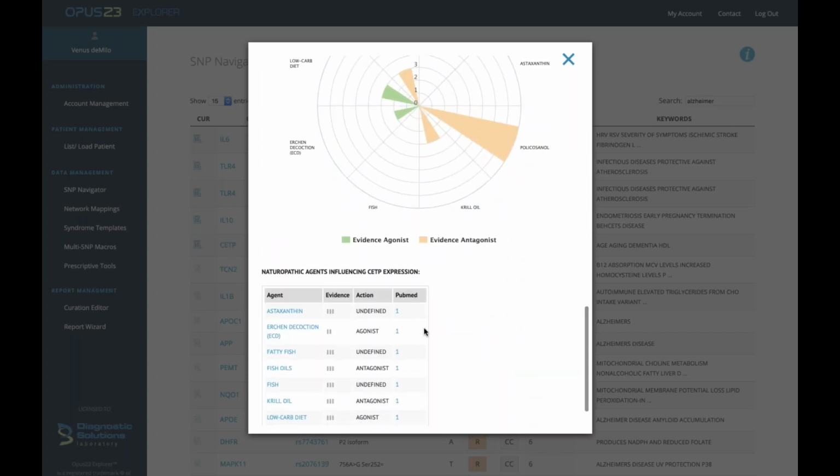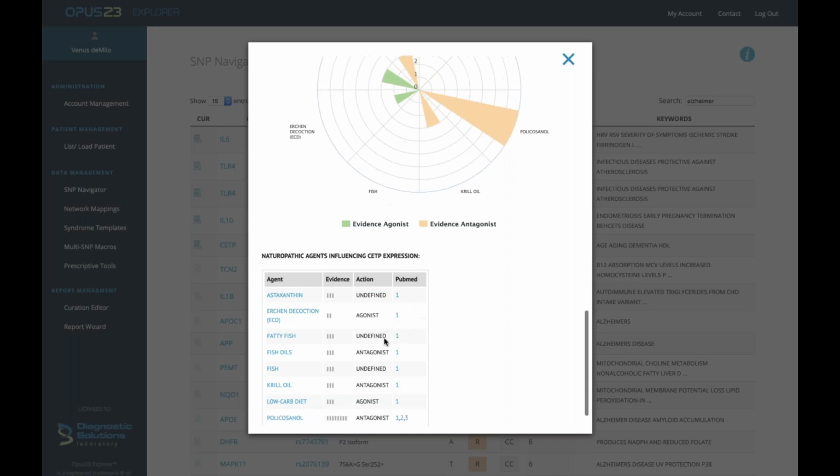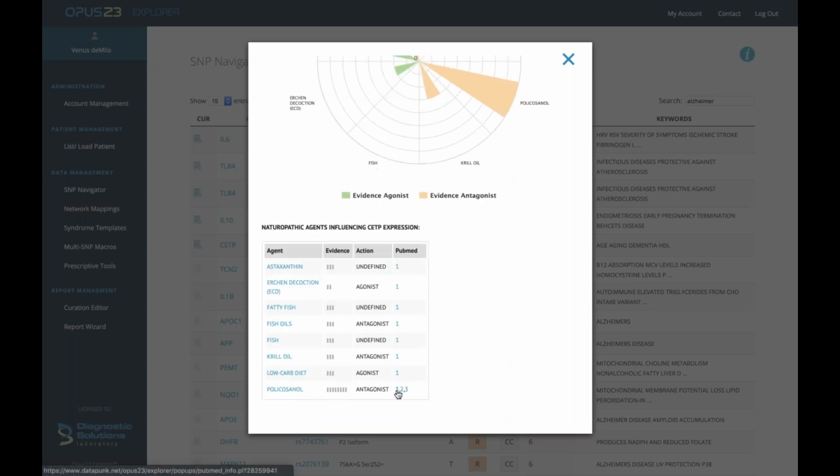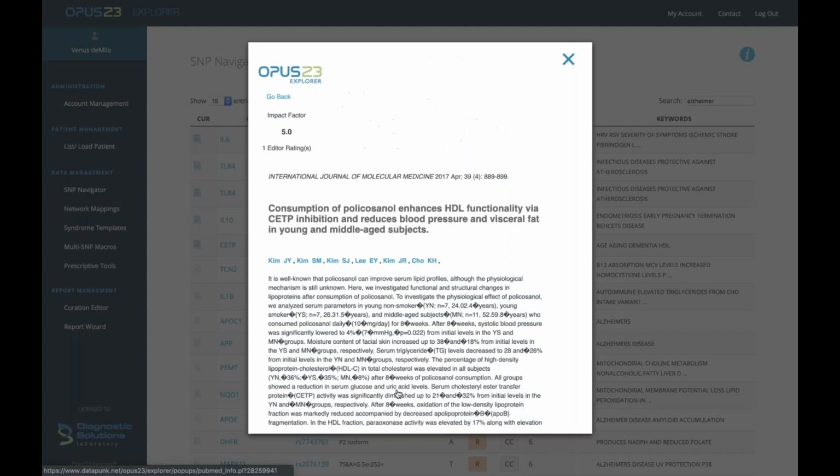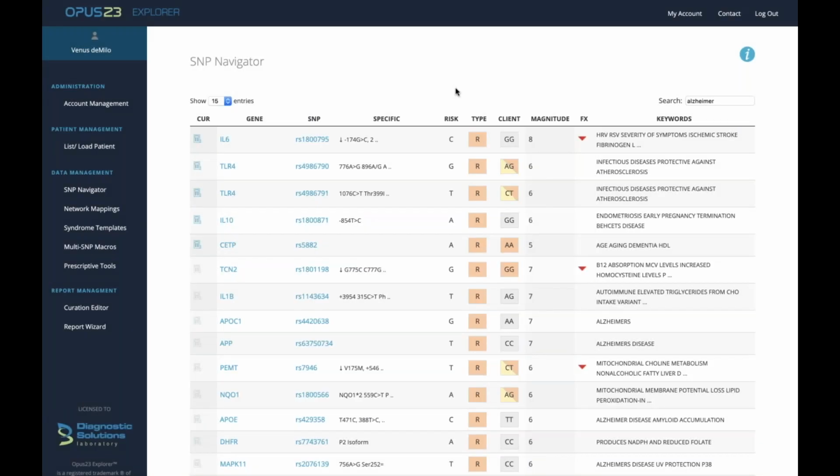Exactly. So you can even go down to an agonist or an antagonist. You click on the PubMed article and then it pulls it up right for you. And it says, hey, this is the article that's showing the polyphenol's impact on CETP. And again, the proof is in the pudding. The literature right here supports that. And that's where we're getting a lot of these reports, the power factors from magnitude, and then what agents are most effective. So that's how I would utilize the SNP Navigator.